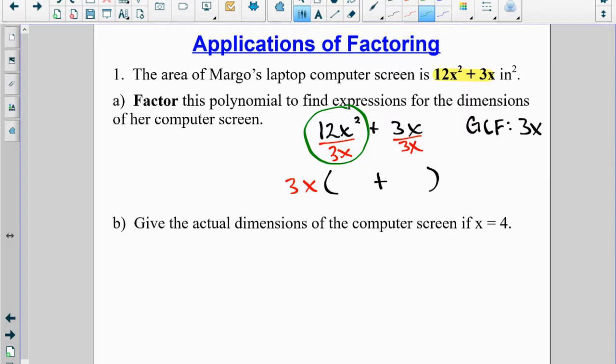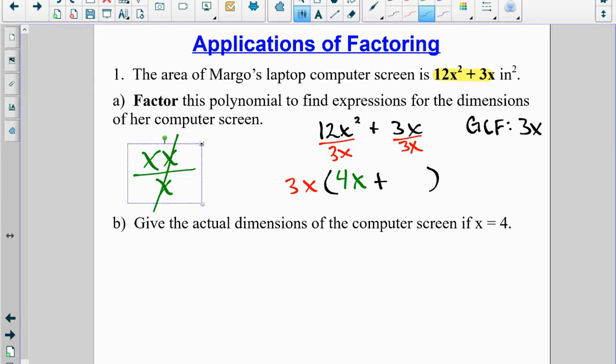So 12x squared divided by 3x. Well, I know that 12 divided by 3 is 4, and x squared divided by x is x. Just as a reminder, let me write it in here first: x squared divided by x. We cancel common factors, and you're left with just the x there.